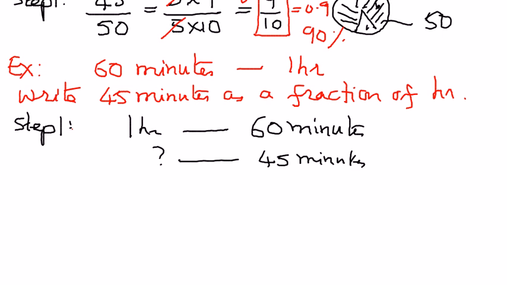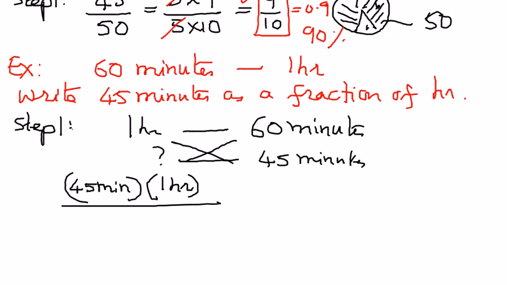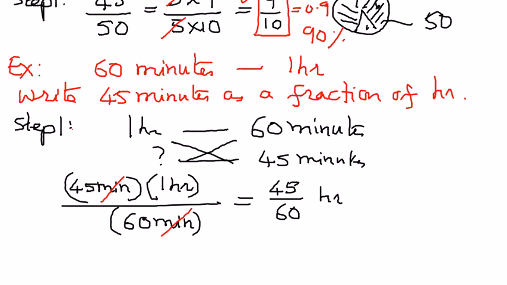So what we can do here is cross multiply these and then find out the answer. We take 45 minutes times 1 hour divided by 60 minutes. I'm writing the units so we can simplify it. When we simplify, the answer should be in terms of hours. The minutes units in the numerator and denominator cancel out, leaving us with 45 divided by 60, expressed in terms of hours.